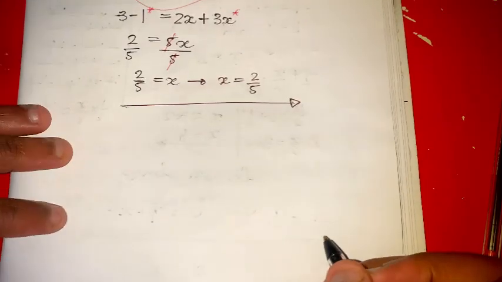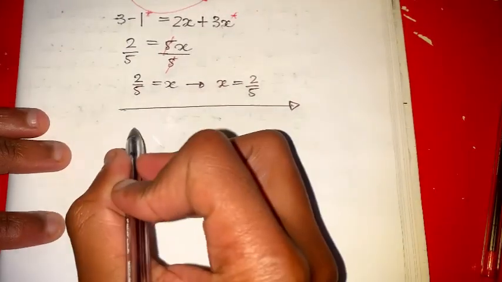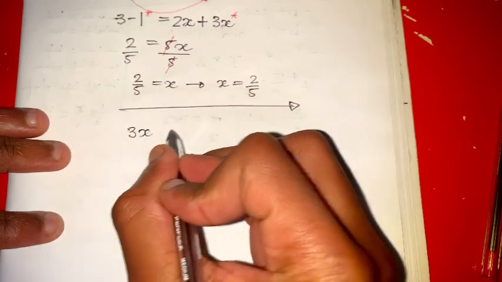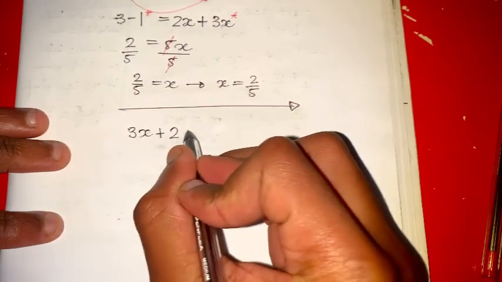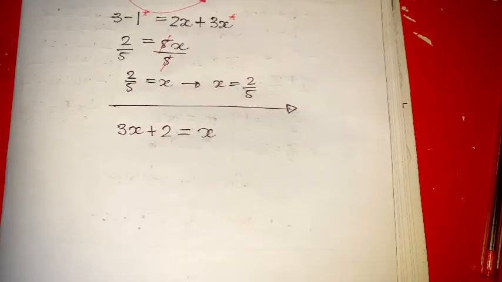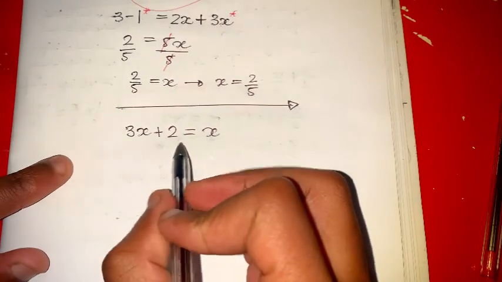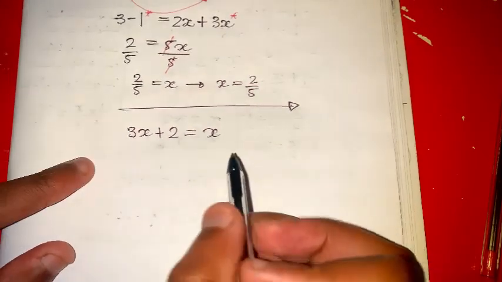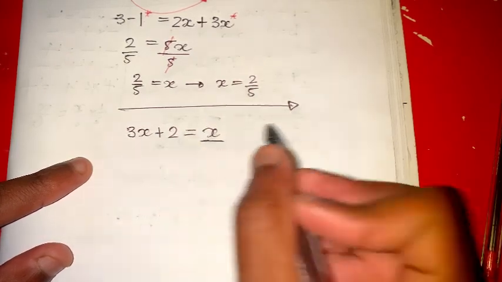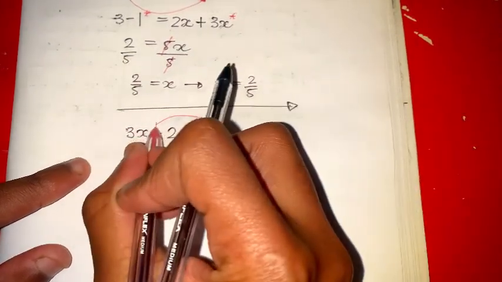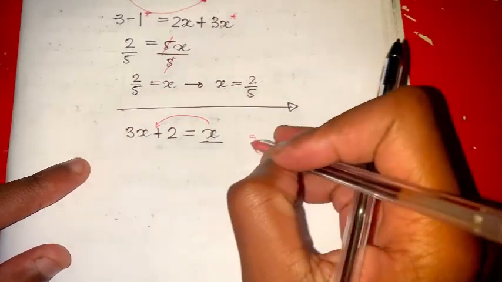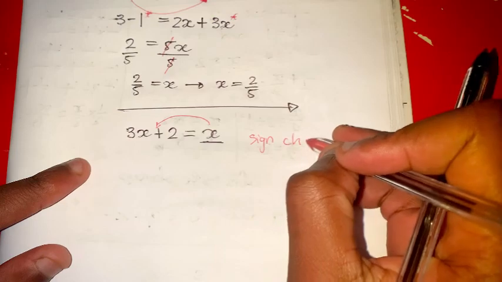Now, I want you to pause the video and try this one. In this one, you have 3x plus 2 equals x. You can pause the video and try it. But how you'd approach this, it's very simple. You would simply just take your x and have it come over to the other side. So its sign will change. Always remember, sign changes.